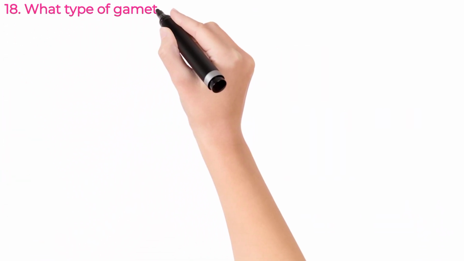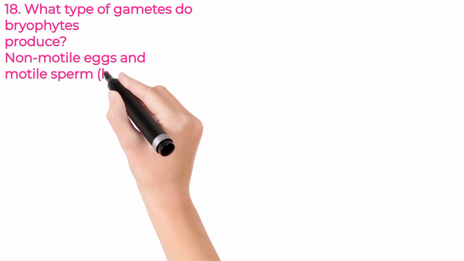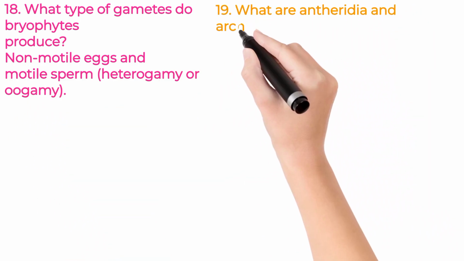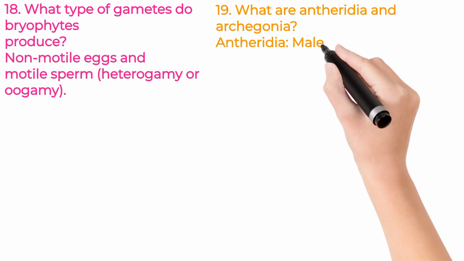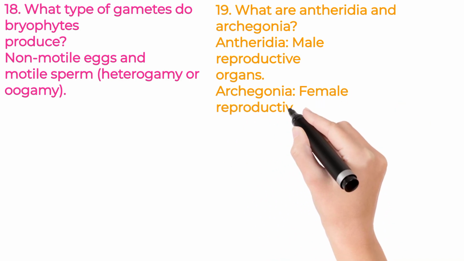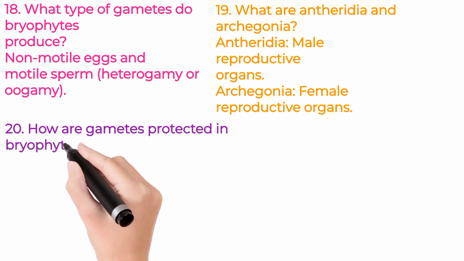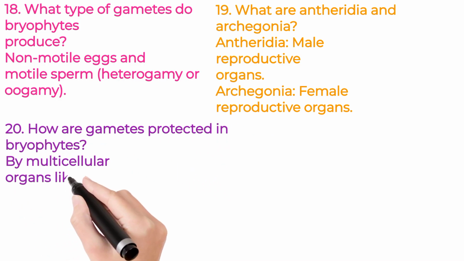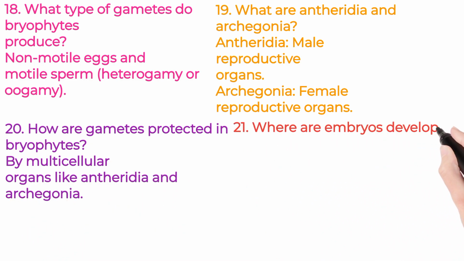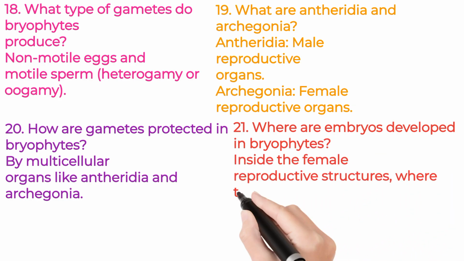18. What type of gametes do bryophytes produce? Non-motile eggs and motile sperm, heterogamy or oogamy. 19. What are antheridia and archegonia? Antheridia, male reproductive organs. Archegonia, female reproductive organs. 20. How are gametes protected in bryophytes? By multicellular organs like antheridia and archegonia. 21. Where are embryos developed in bryophytes? Inside the female reproductive structures, where they are protected.